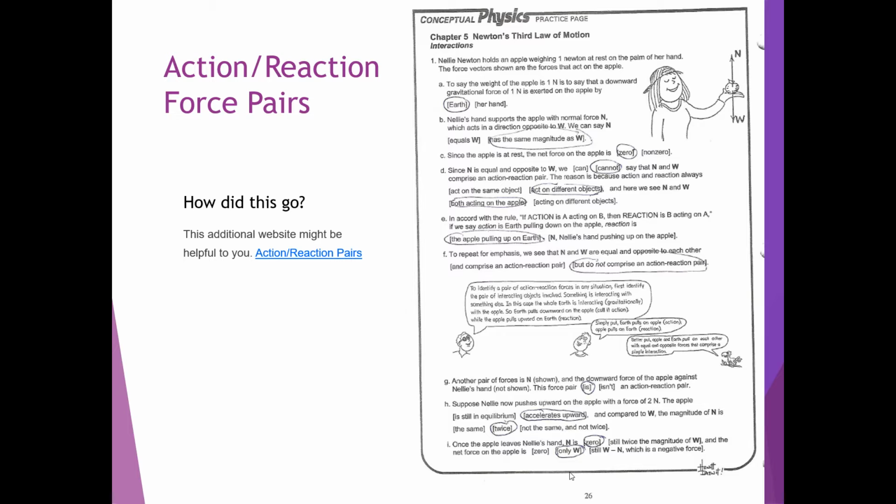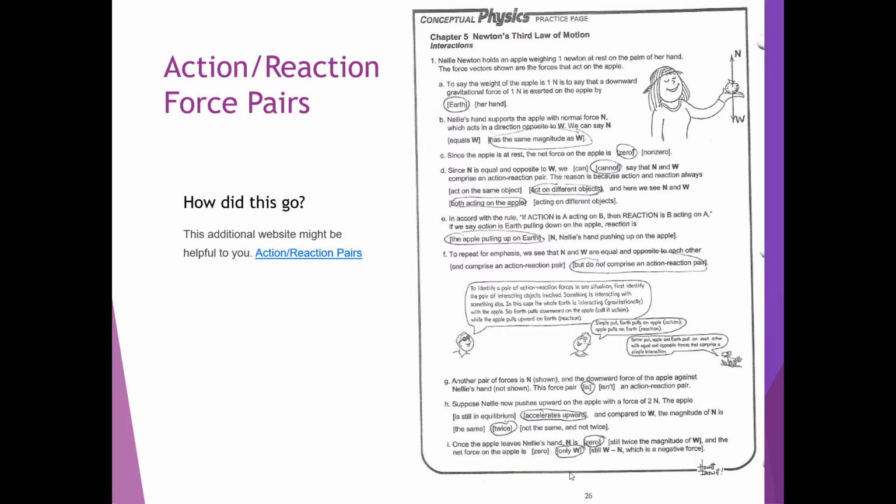So A, to say the weight of the apple is 1 Newton is to say that a downward gravitational force of 1 Newton is exerted on the apple by, hopefully you said, the Earth. B, Nellie's hand supports the apple with a normal force N, which acts in a direction opposite to W. We can say that they're equal in magnitude because the apple is just sitting there. It's at rest. So since the apple's at rest, the net force on the apple is 0.